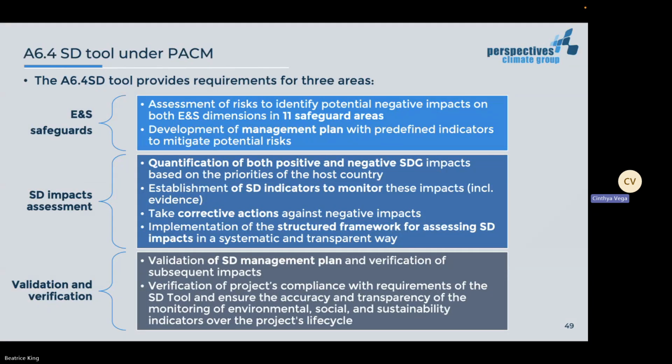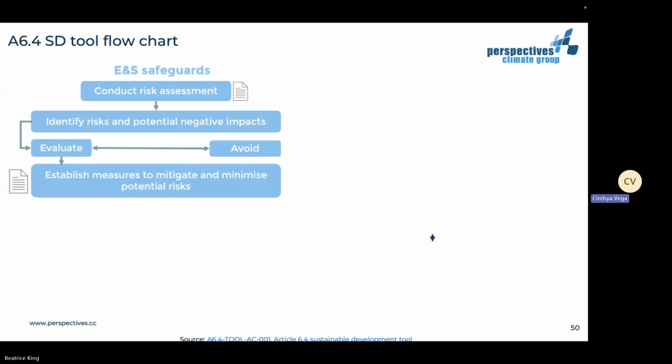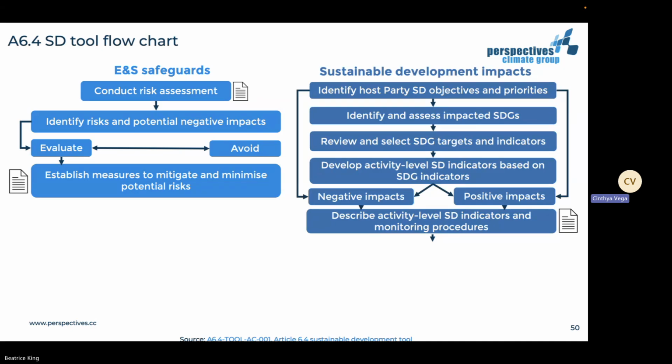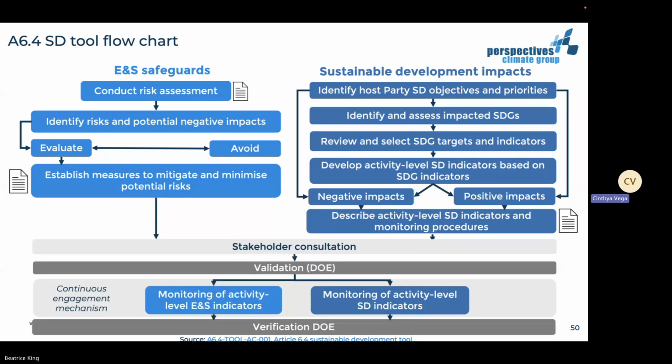So if we can jump to the next slide, we have a nice overview of the flowchart that you can see and that you can read in the 6.4 Sustainable Development Tool document. And this tool really helps and guides the project developers step by step to implement the 6.4 Sustainable Development Tool. So we can see the safeguards area, the sustainable development impacts, and also the validation and verification area, and how these requirements that the Sustainable Development Tool set can be complied with by the project developers.